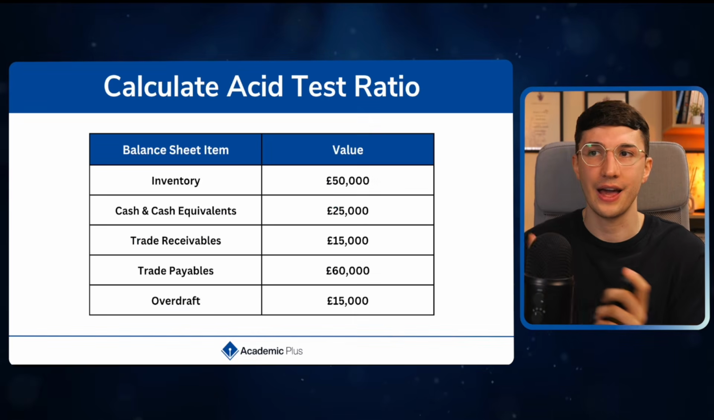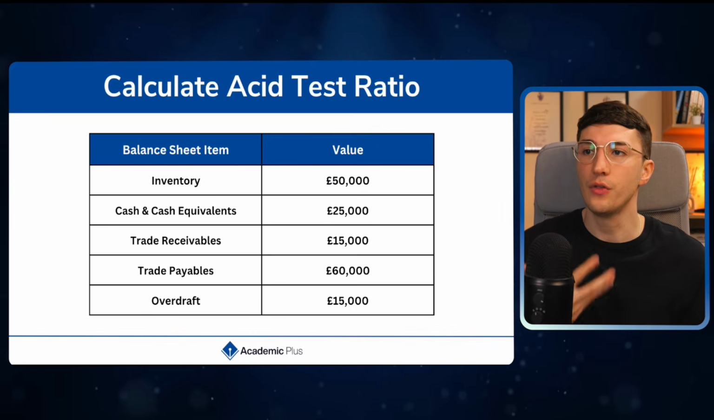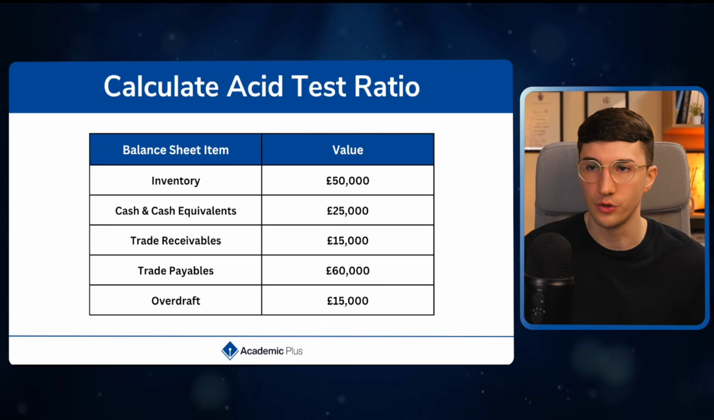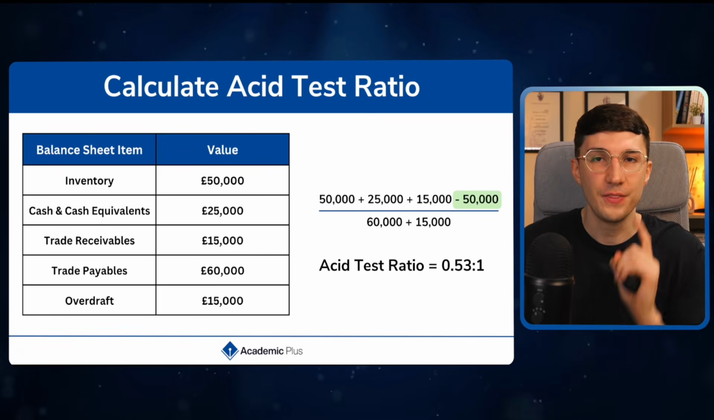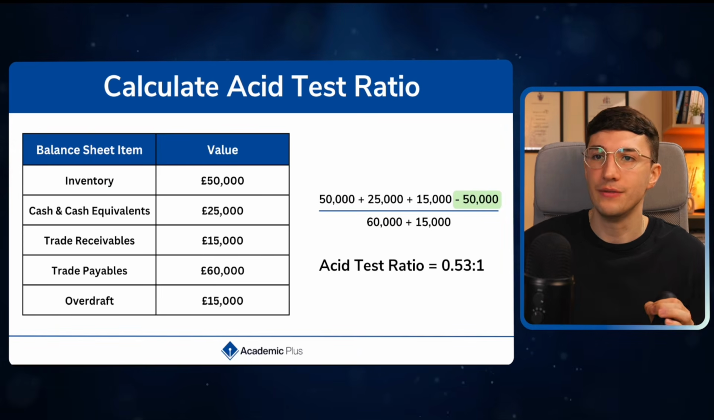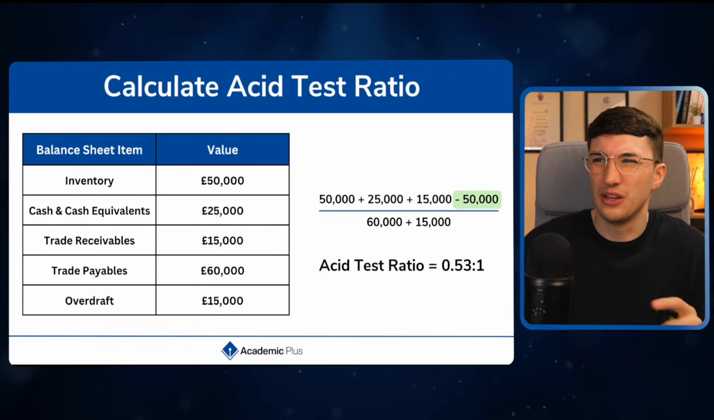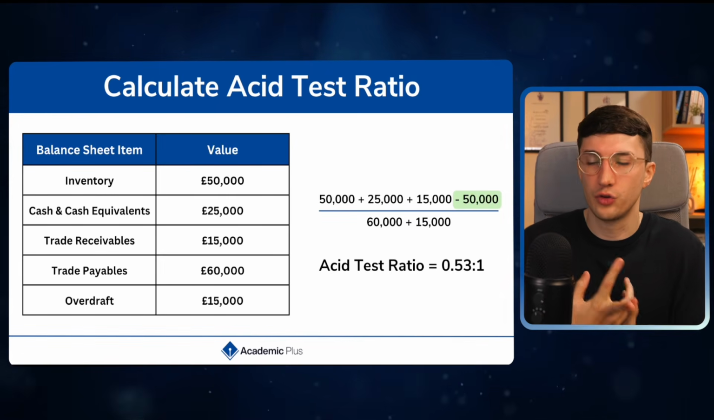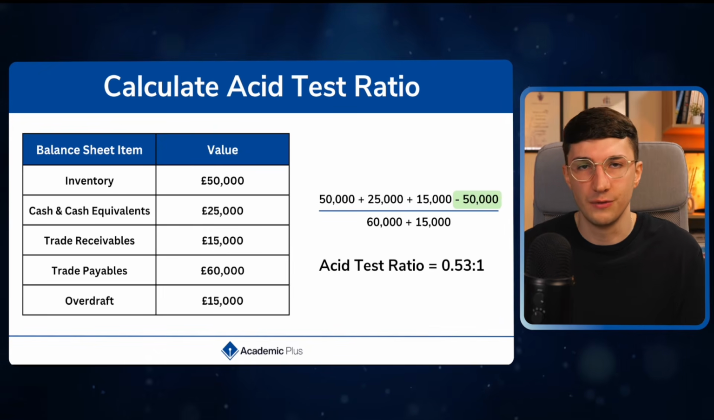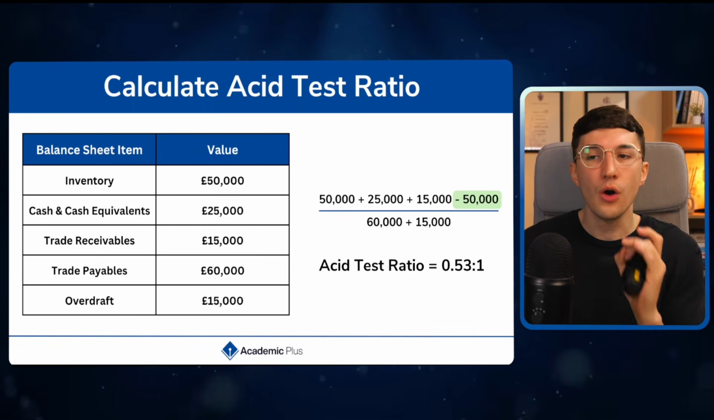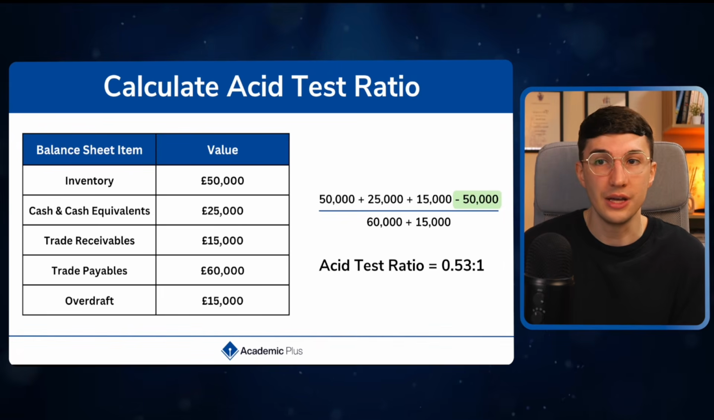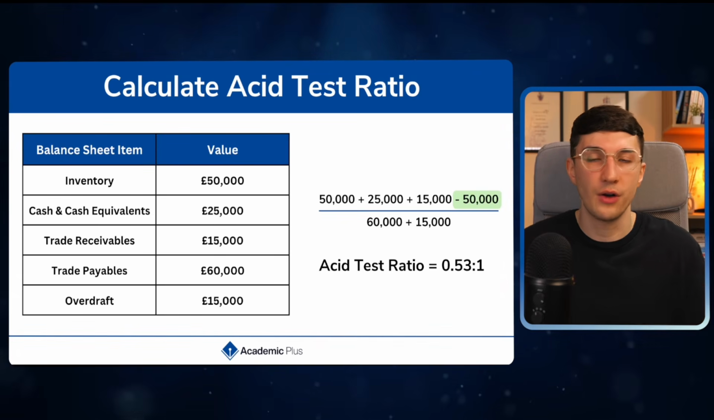So going back to that example we just looked at, we know the top 3 are current assets, we know the bottom 2 are current liabilities. But this time we're taking away that inventory from that current assets total. Another way that you could do it is just adding the cash and cash equivalents with the trade receivable, so not adding the inventory in the first place. But what this acid test ratio now tells me is that I've got 0.53 to 1.